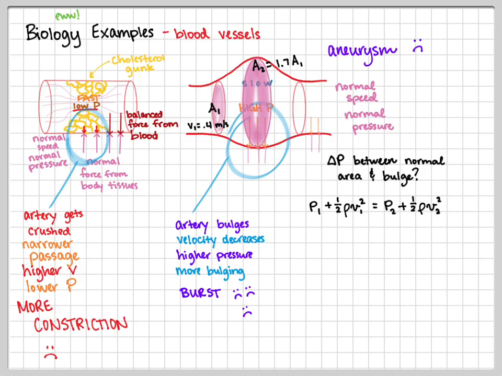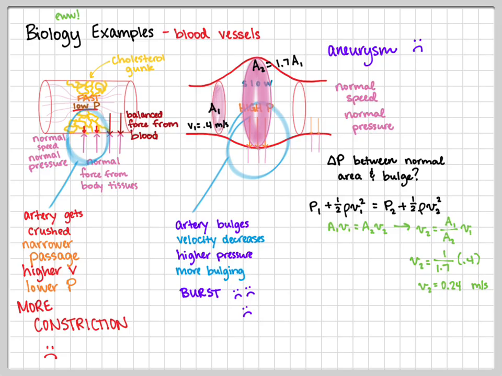So if the bulging area is 1.7 times as big, we can use that to determine the velocity at that point. We would expect the velocity in this region to be slower, and we would apply the continuity equation to determine what the velocity is as it moves through that bulge, about to be an aneurysm. So if the normal blood velocity is 0.4, we almost double our area, so we almost halve our velocity. The velocity as it moves through the bulge is going to be 0.24.